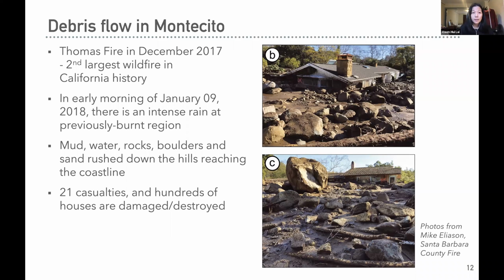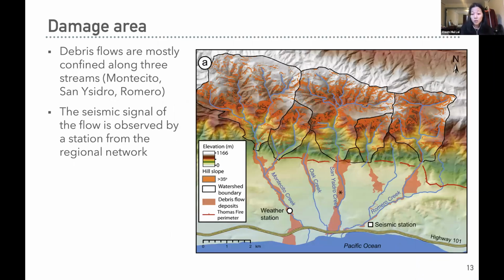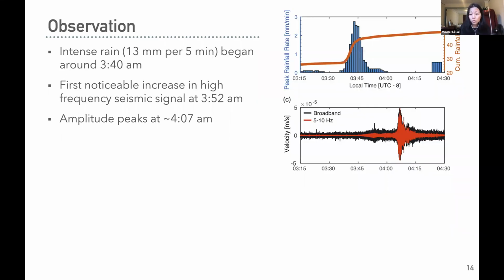And here's a map outlining the watershed boundary of each creek and where the debris flow deposits are. They are mostly confined along 3 main creeks here. And the whole episode was recorded by a seismic station from the regional network located near the coastline. There's also a weather station which recorded the rainfall data. The weather station recorded intense rainfall around 3:40 a.m., and the intensity is about 13 millimeters per 5 minutes. To give a context, yesterday's rainfall in Canberra over 24 hours is around 15 millimeters.